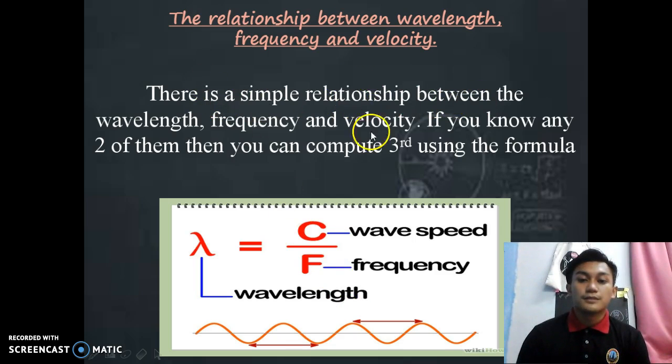There is a simple relationship between wavelength, frequency and velocity. If you know any two of them, then you can compute the third using the formula. Wavelength equals wave speed divided by frequency.